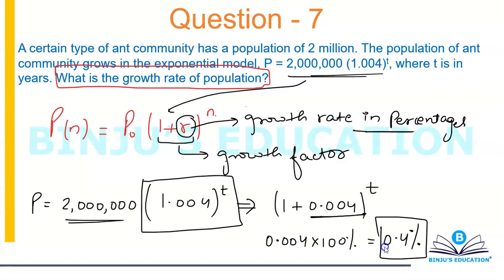Alright, that's your answer. If the question was find out the growth factor, then it's 1.004. If it's growth rate, then the growth rate is 0.4%. That means the ant community is increasing by 0.4% for whatever time period it is. It's given in years, so let's say that in 1 year it's growing by 0.4%. This is basically what it means down the line. Okay, so this is how you interpret 1 plus R to the power n.